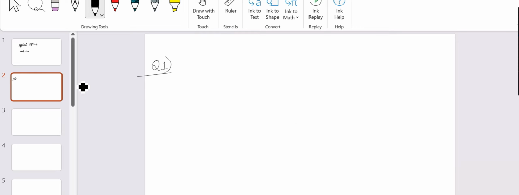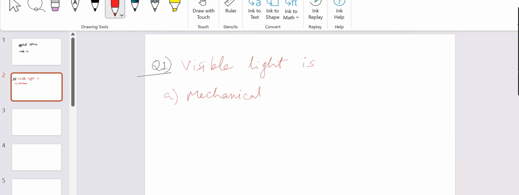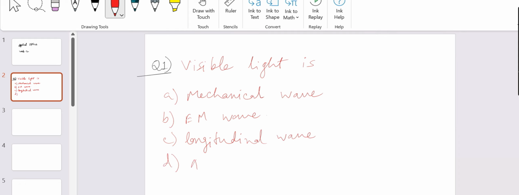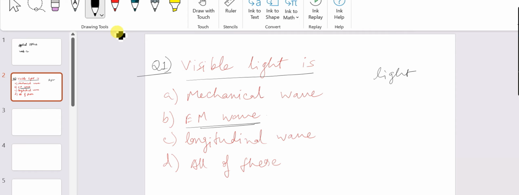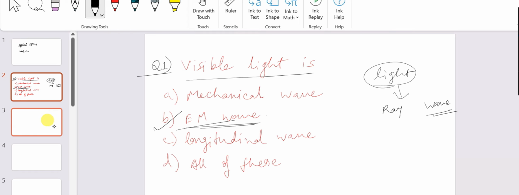So the first question was: visible light is, and the options are A, mechanical wave, B, electromagnetic wave, C, longitudinal wave, and D, none of this or all of this. So we know that visible light is an electromagnetic wave. Optics can be described as ray optics or geometrical optics, and wave optics, and that wave is basically an electromagnetic wave. So option B is the correct answer.